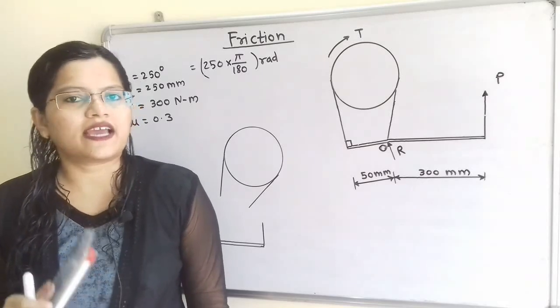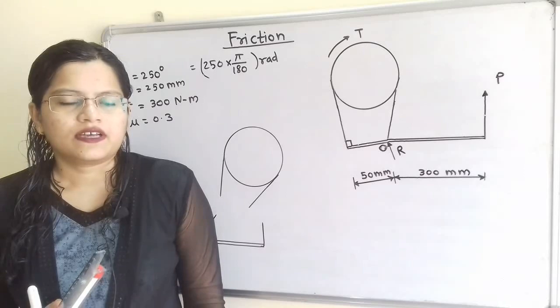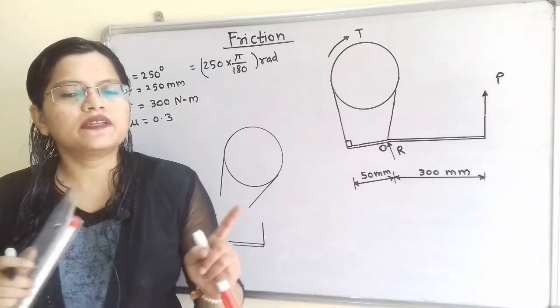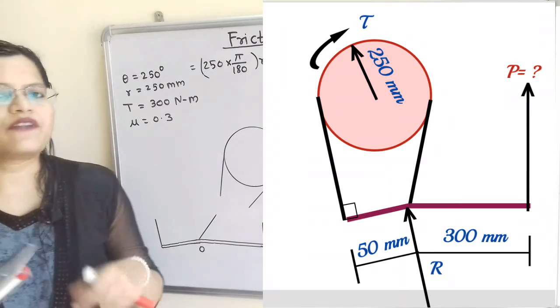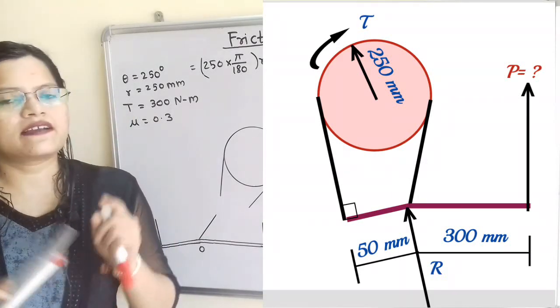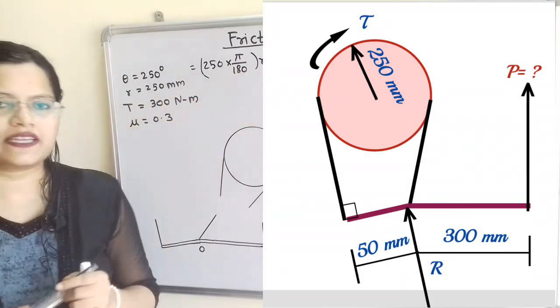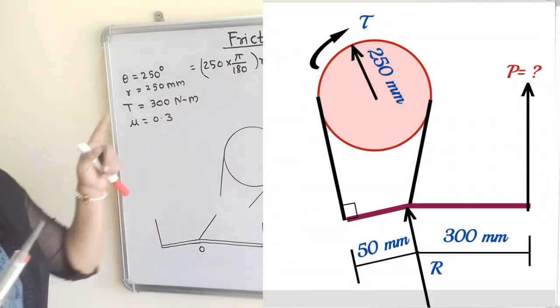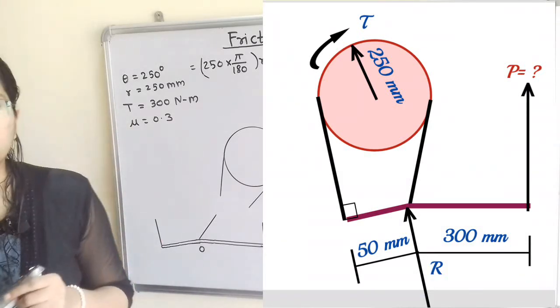Let us understand the given data with the help of the diagram. The angle of contact between the brake band and brake drum is given as 250 degrees, and we have to take this angle in terms of radians. So we will take 250 into pi by 180 radians. Then the radius of the brake drum is given as 250 millimeter.